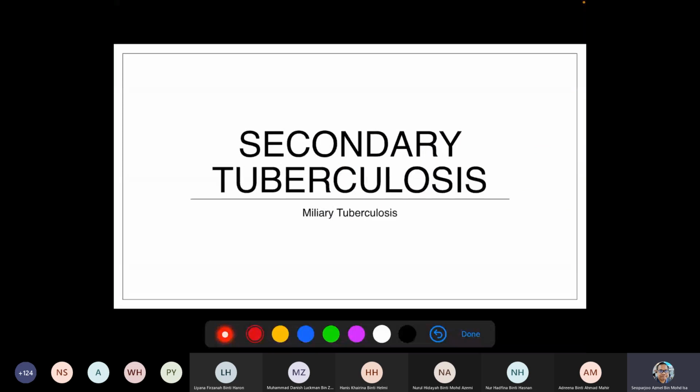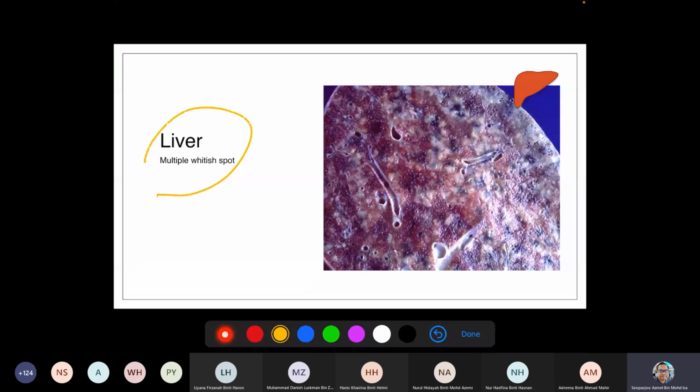All right, for secondary tuberculosis, usually the lesion is almost the same as in primary tuberculosis, but to some extent it appears to be more aggressive, more destructive. And if it presents as miliary TB, for example in this picture of the liver, you can see multiple whitish spots.